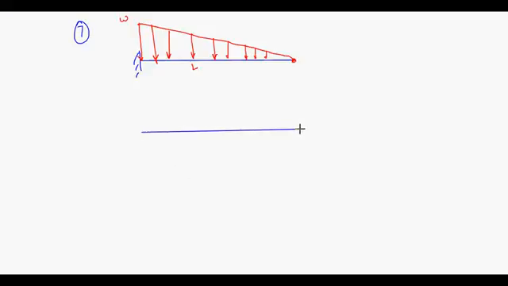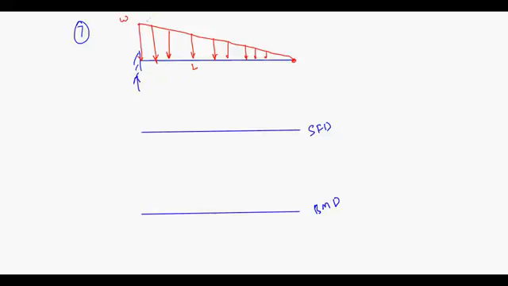Let's start. Here you will draw shear force diagram, here you will draw bending moment diagram. SFD, and this is your BMD. My first job is to calculate the reactions, isn't it? What is the reaction here?